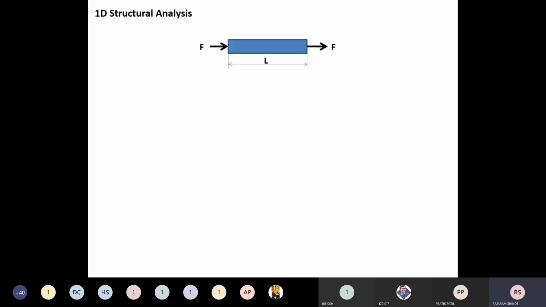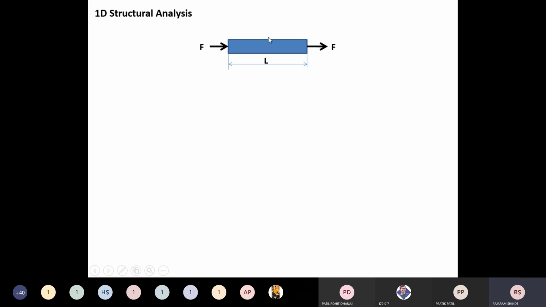Now, how can we apply the finite element method for one-dimensional structural analysis? This is the one-dimensional structural bar. It has forces, and here I have shown the forces in the same direction, but they may be in opposite directions, and there may be multiple forces. For starting, I have taken this type of direction, but it should be in equilibrium. Then we can use the finite element method.